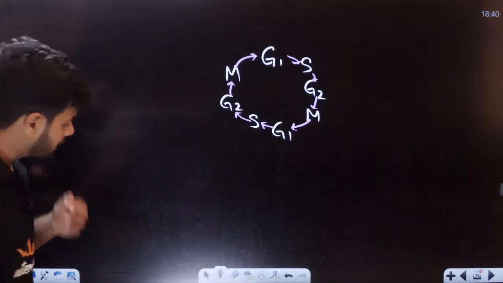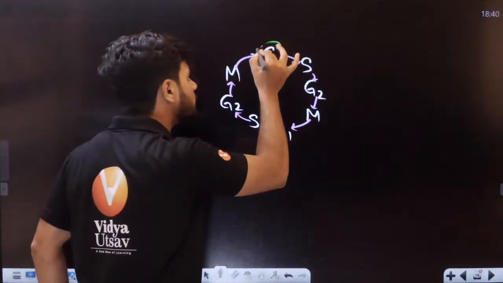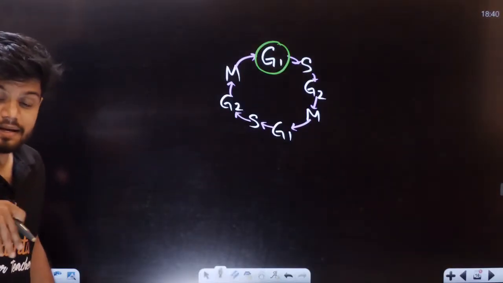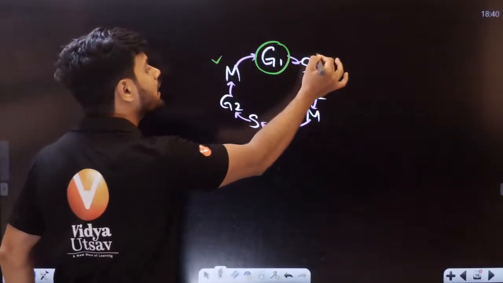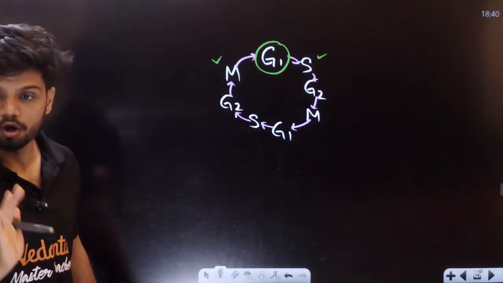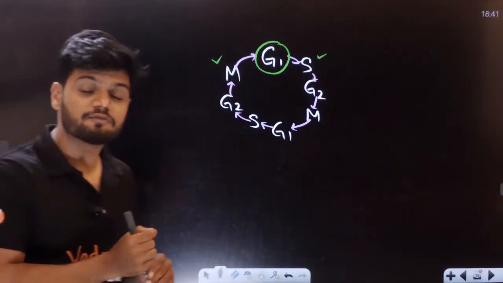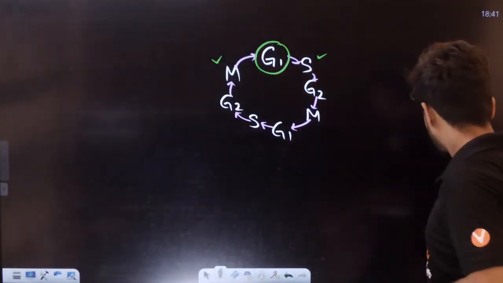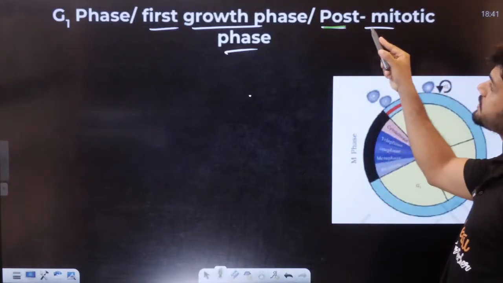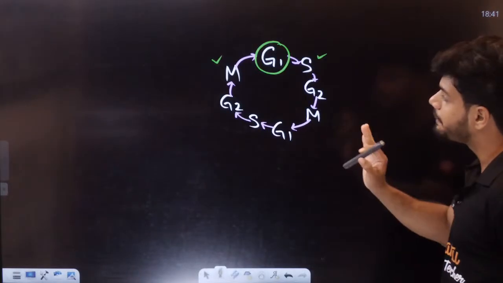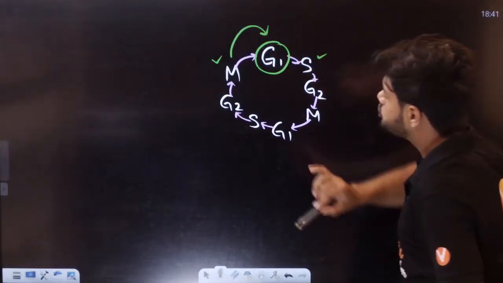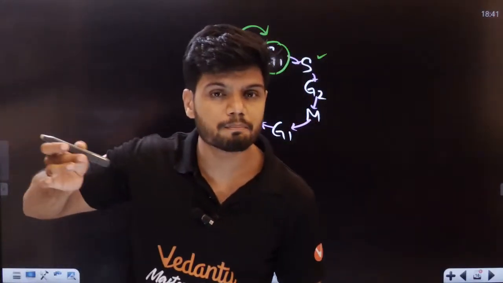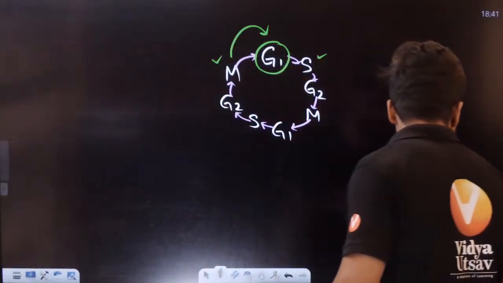Now, students, we are right now talking about G1. Students, tell me, can I say the G1 phase is a phase between M and S? All of you agree with me? It is a phase between M and S, and it is a phase which is happening after M. So can I call it the post-mitotic phase? It is called post-mitotic because it is happening after M. G1 is present after M, so I will call it the post-mitotic phase.